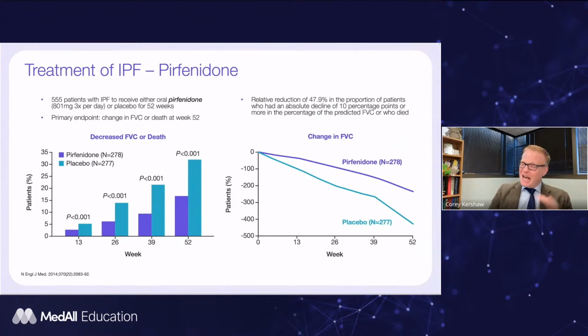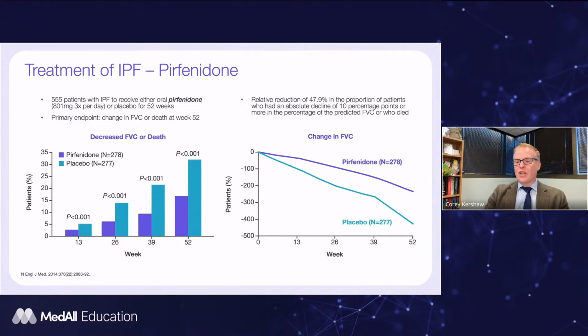Pirfenidone is a 3 times a day medication, so the dose was 801 milligrams taken 3 times per day. The endpoint was the change in vital capacity or death, a combination or composite outcome at week 52. And you'll see here that at multiple interval assessments at week 13, 26, 39, and 52, pirfenidone slowed progression relative to patients not taking pirfenidone.